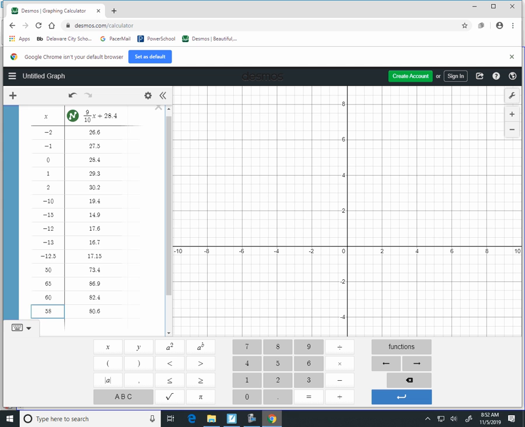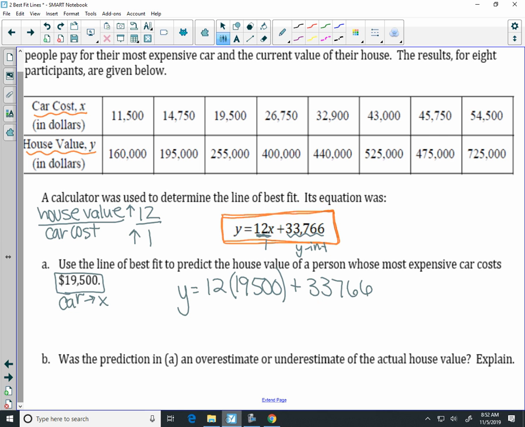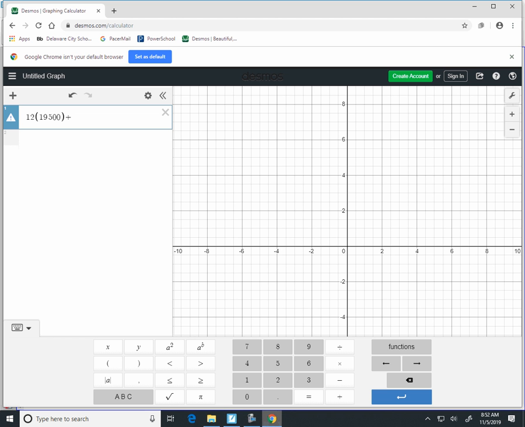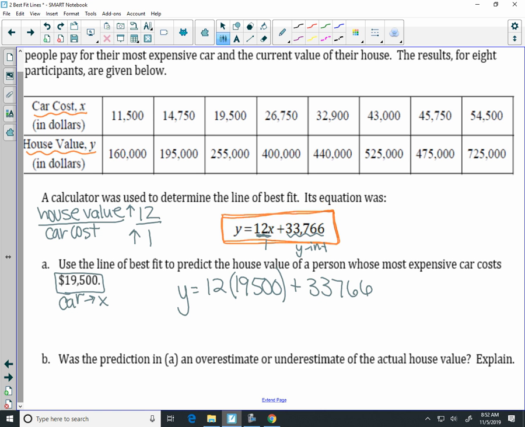Okay, 12 times, I'm going to clear out. 12 times 19,500 plus 33.76. Okay, so our house value that goes with this from our line is 267,766. Let's see if I can remember that. 200, no, see, you can't do it. 67. So that's using our line of best fit.